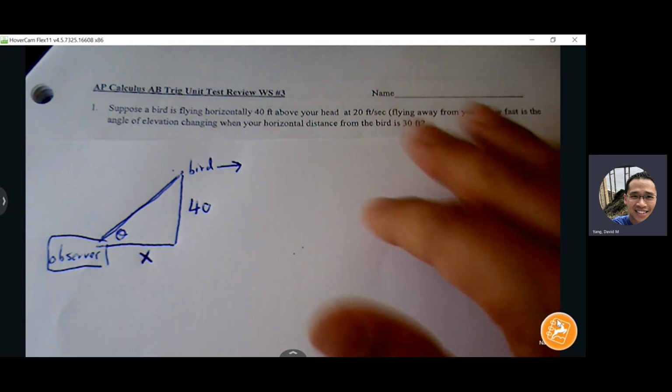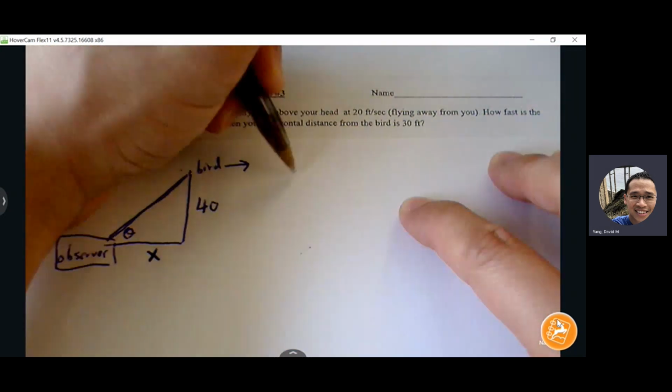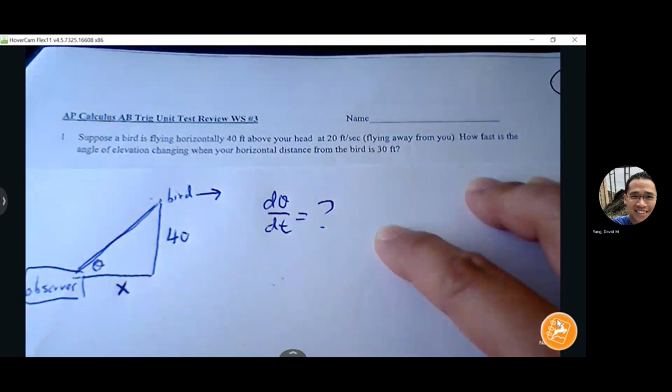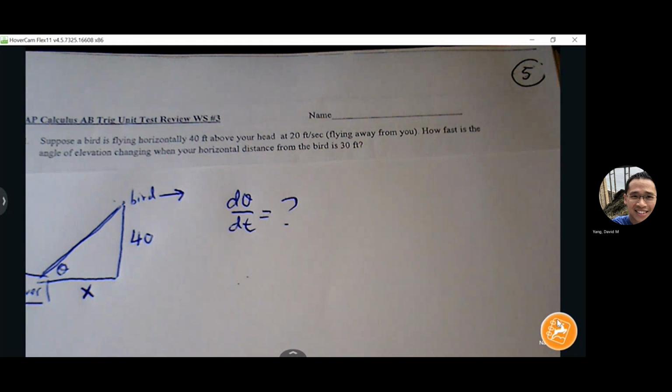How fast is the angle of elevation changing? So we're looking for d theta dt. That's our goal.